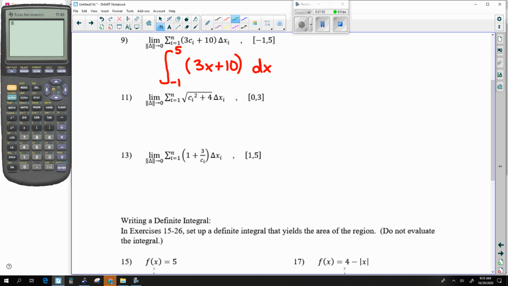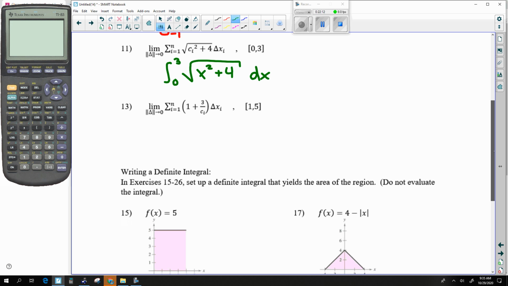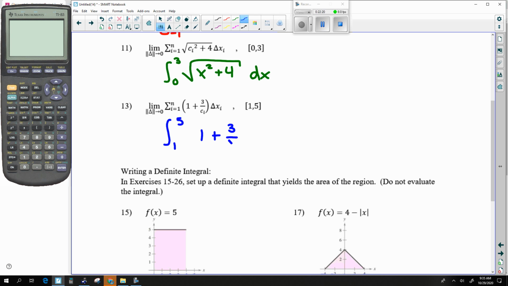All right, so again, here we are going from 0 to 3 of the square root of x squared plus 4, dx. Here, integral from 1 to 5 of 1 plus 3 over x, dx.